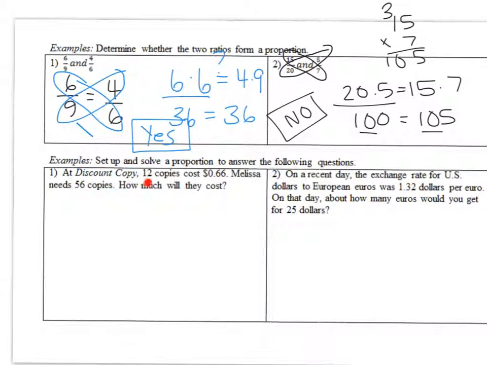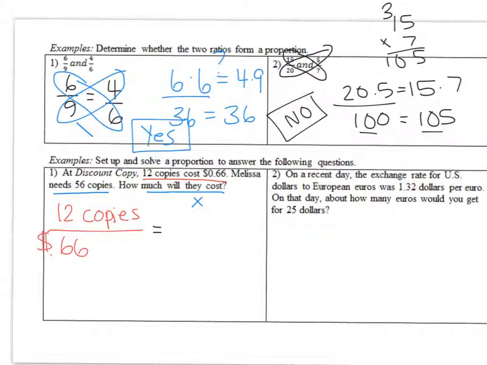At discount copy, 12 copies cost 66 cents. So right now I'm going to write a ratio that 12 copies cost 66 cents. So I'm going to write the units together. 12 copies cost 66 cents. Melissa needs 56 copies. How much will they cost? That's going to be X. So we don't know how much it cost. So I'm going to set up a proportion.